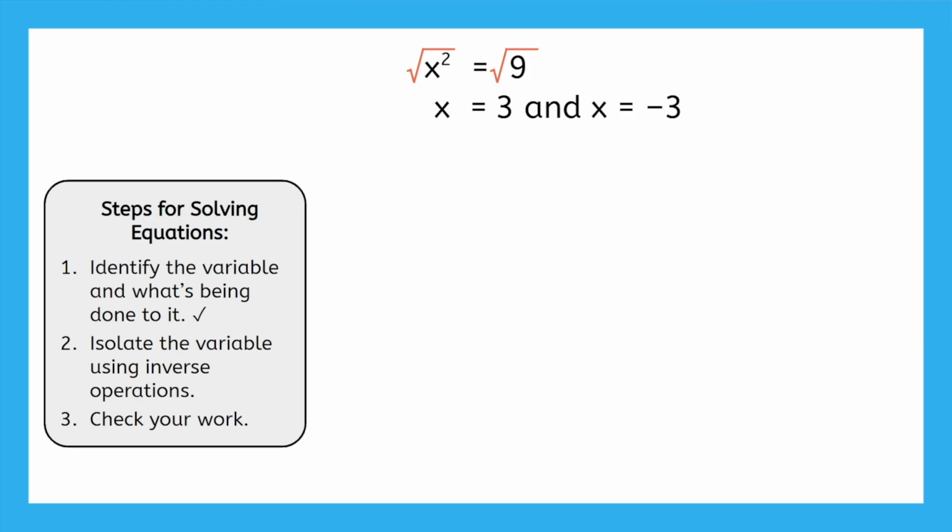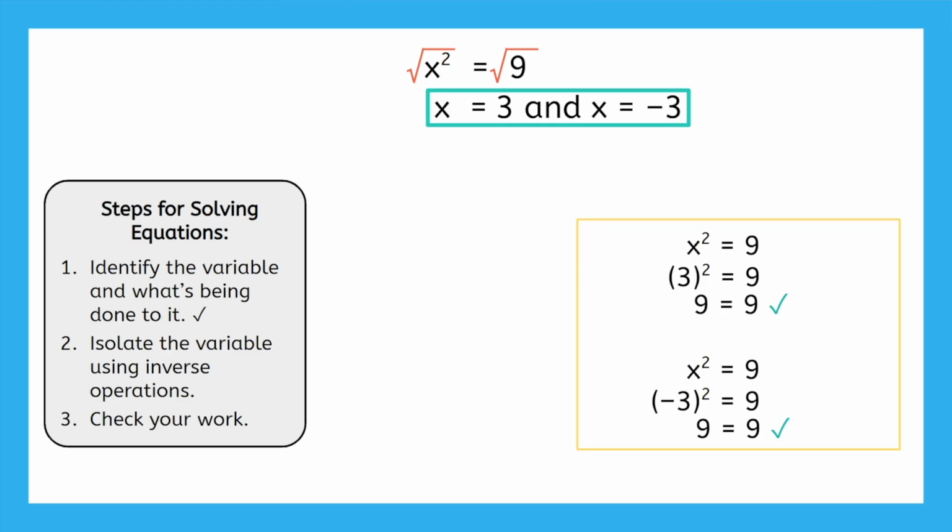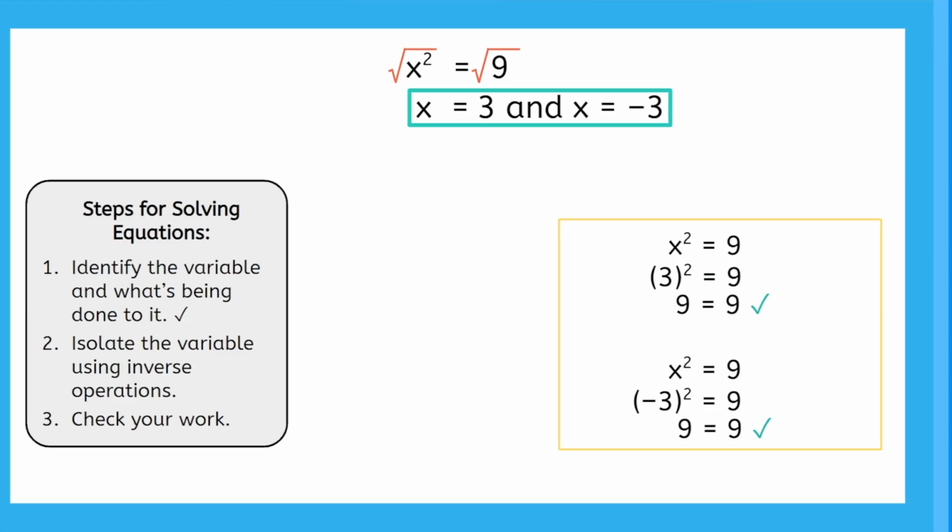What's 3 squared? Is it 9? Yes, it is. What about -3 squared? Is -3 times -3 positive 9? Yes, it is. So both solutions are correct. Heads up, you have to write both because they're both true.